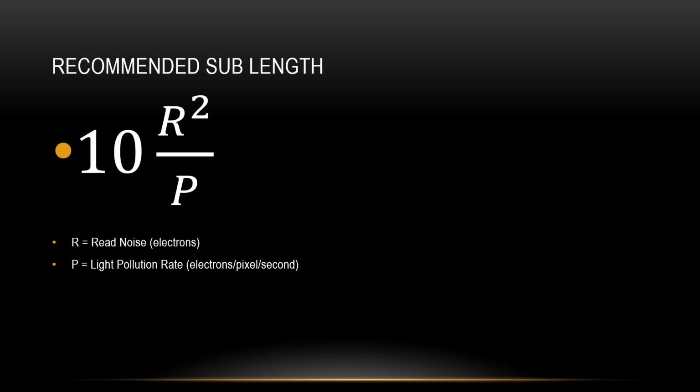So before we ran out of time, we'd busted the myth that you can always improve your image quality by taking longer sub-exposures. And we actually showed that the optimum sub-exposure length is given by this formula, 10 R squared upon P, where R is the read noise of your camera in electrons and P is your light pollution rate in electrons per pixel per second.